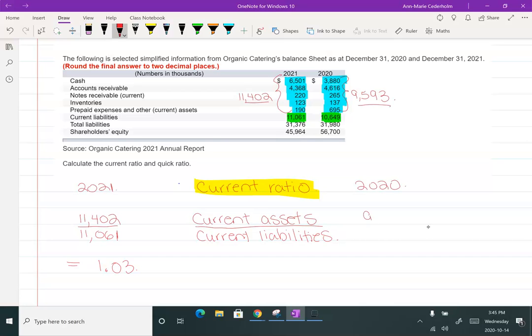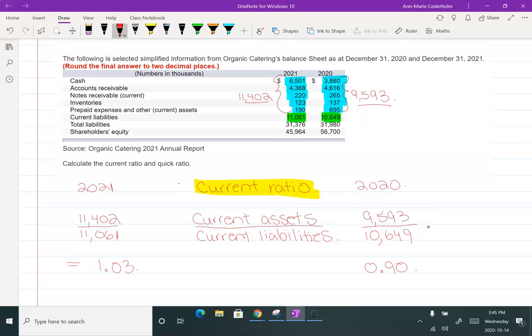And if I do 2020, I'll do the same thing. Take 9593 and divide that by your current liabilities of 10649, and that gives me 0.90.